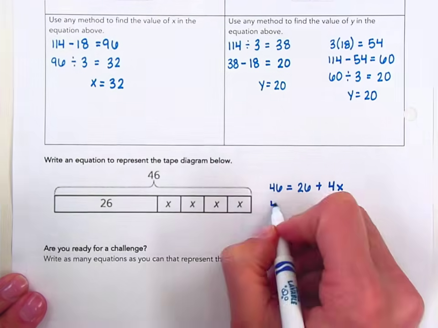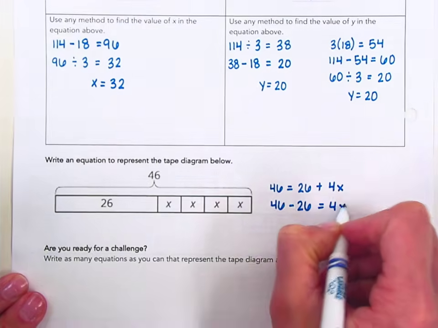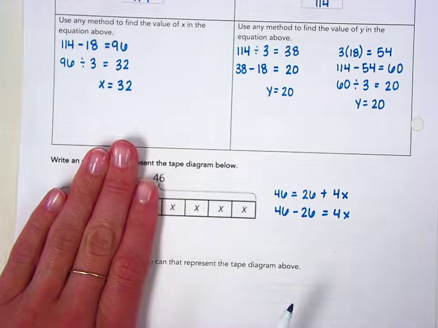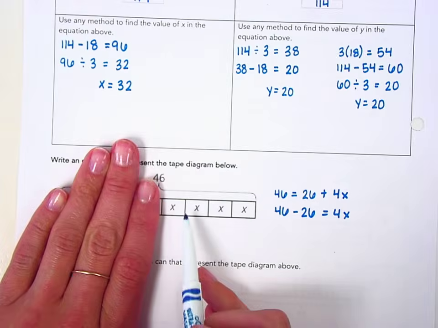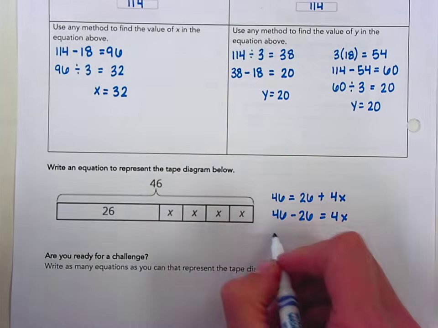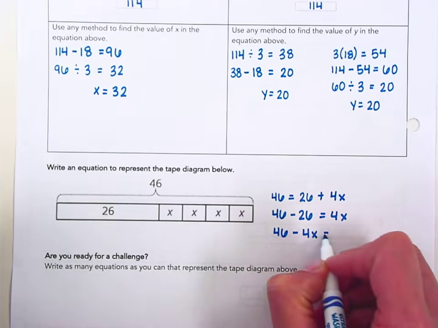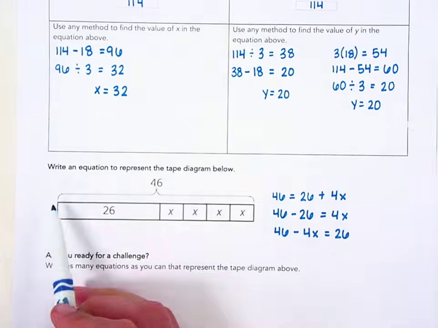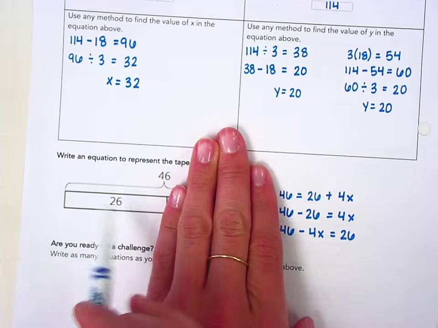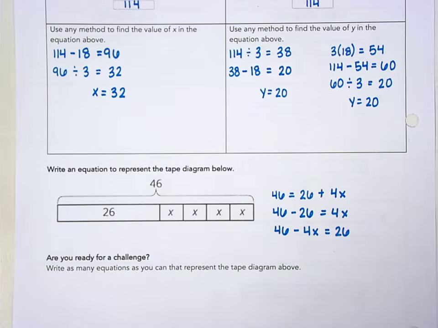We can also think of this as 46 minus 26 is equal to 4x. Because if this whole thing represents 46 and I take away 26, I'm left with 1, 2, 3, 4 x's. We can also think of this as 46 minus 4x equals 26. So the whole thing represents 46. If I take away 4 of those x's, I'm left with 26. How many more equations can you think of for this one?